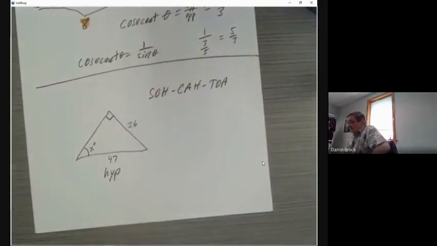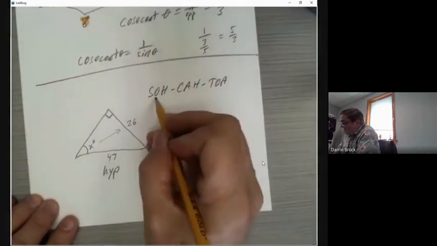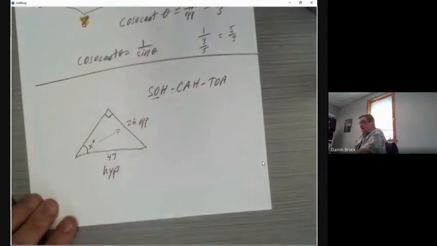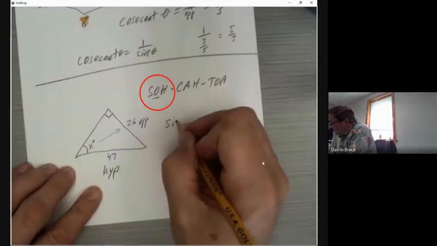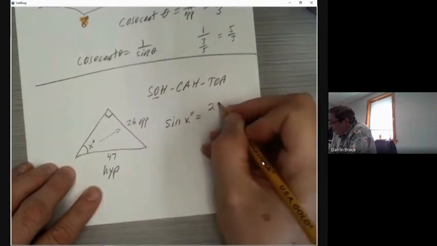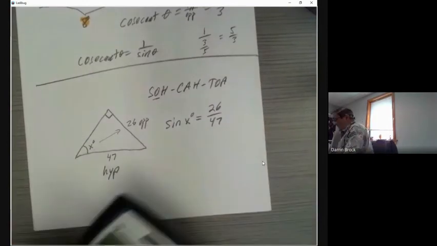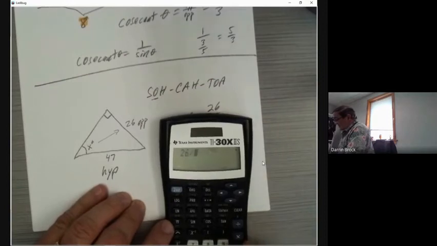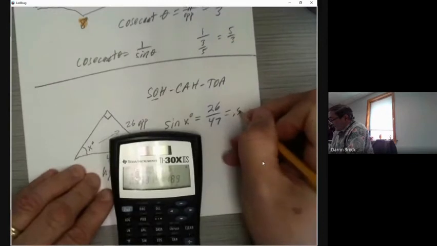Which side is 26? If we're trying to find x, that is the opposite. So we have the opposite and the hypotenuse. So we know that the sine of x degrees is going to equal 26 divided by 47. And we can find out what that is with our calculator. We can say 26 divided by 47. That is 0.553.